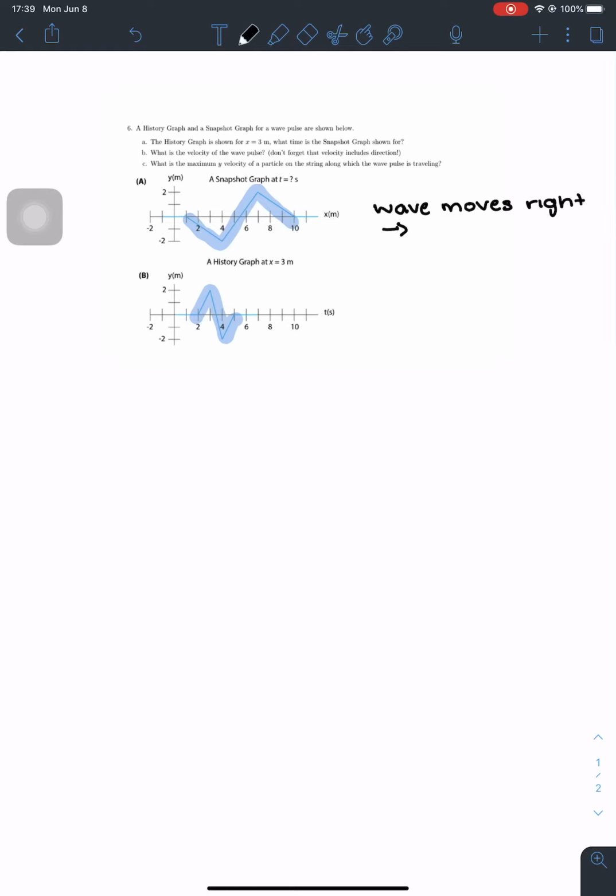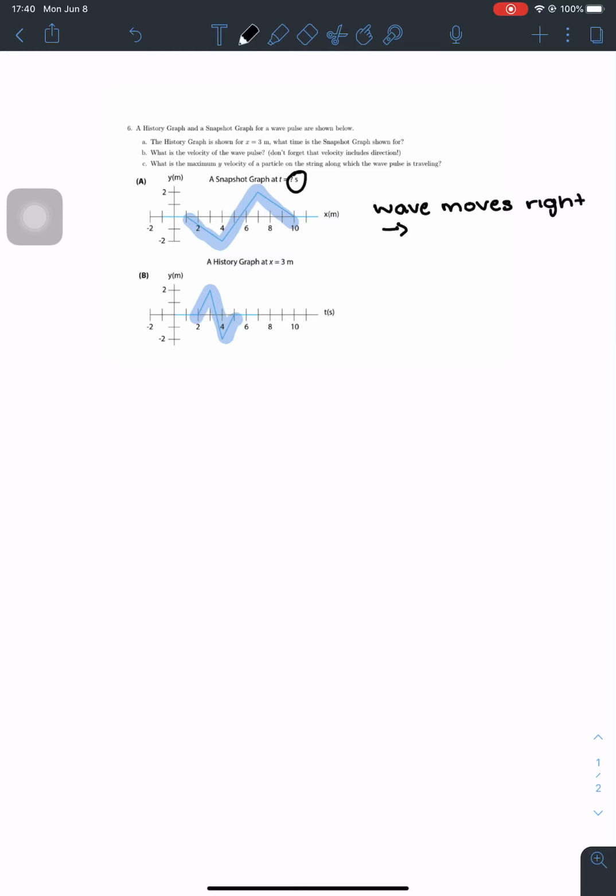And as for our unknowns, it is the time in our snapshot graph, and so far that's all that we have. Our only known is that it's moving to the right, and that we don't know the time for our snapshot graph. Now for this problem, I will be doing things a lot differently, mainly because we have to solve for B. Actually, we have to solve for B before we start solving for A.